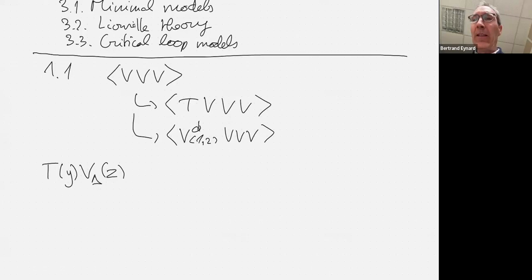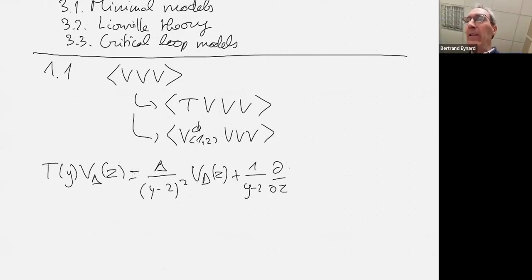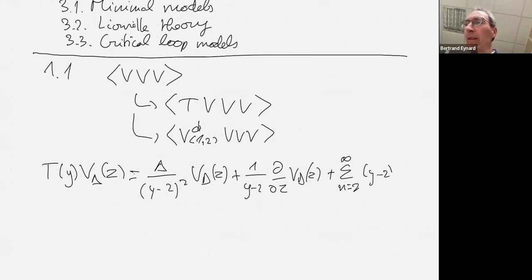So this OPE starts with a second order pole, delta over (y minus z) squared, V_delta(z). And then there is a derivative term, which is the coefficient of the first order pole, d/dz V_delta(z). And then the following terms are regular, and they can be written as follows: the sum from n equals 2 to infinity, (y minus z)^(n minus 2), L_{-n} V_delta(z). So second order pole, first order pole, and then regular terms.